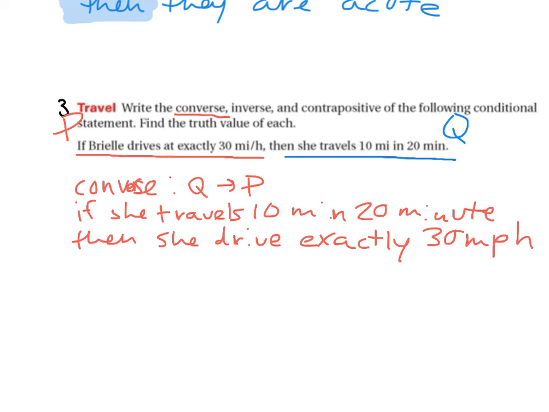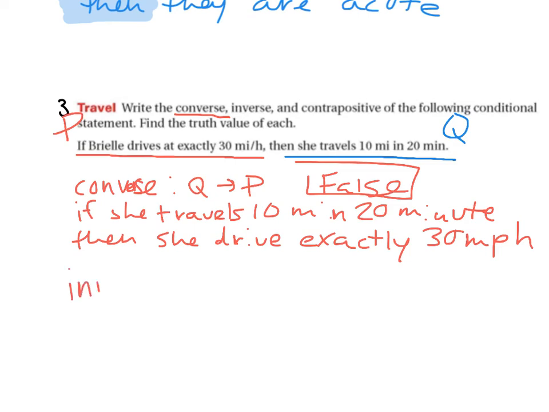If you're traveling 10 miles in 20 minutes, do you have to go exactly 30 miles per hour the whole time? No, right? You could hit a stoplight, slow down, go faster, speed up. So this would be false. If she travels 10 miles in 20 minutes, it doesn't necessarily mean that she's going exactly 30 miles per hour. So the converse is false.